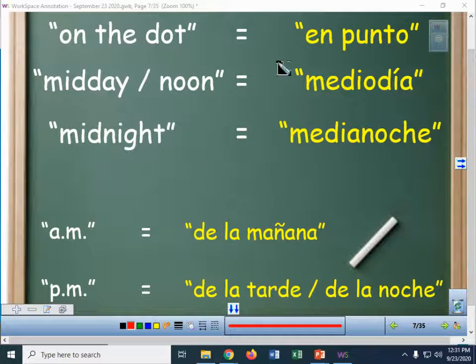On the dot is en punto. So if I want to say that I am going to be in school at 7 on the dot, that's 7 en punto. Or if I want to say that it is 7 on the dot, I will say son las 7 en punto.